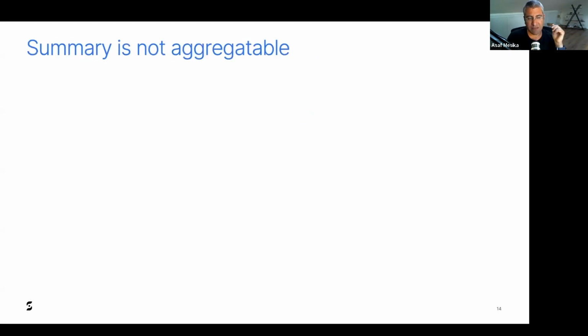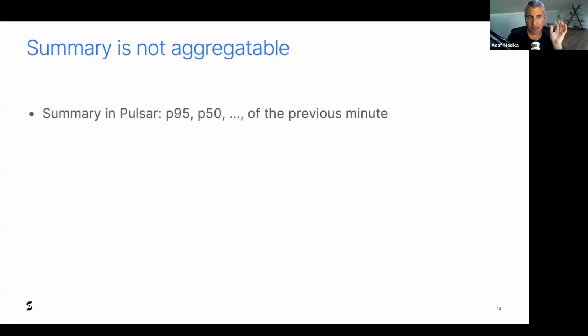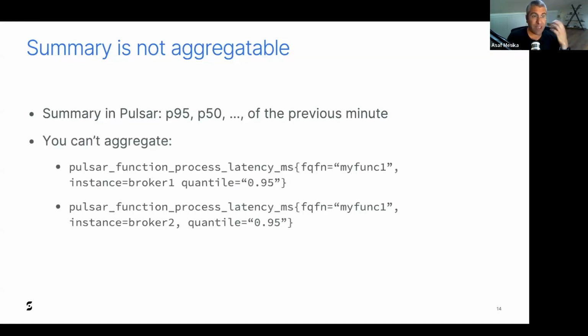Third problem is that summary is used quite extensively. It's a type of metric. It gives you the quantiles of the previous minute, the 95, the 50 quantile, 75 quantile. The thing is, you can't aggregate them. If you know the 95 quantile for one broker and another broker, you can't say, give me the 95 quantile for the entire cluster. You would get an error so big when you aggregate them, you can't really do it.